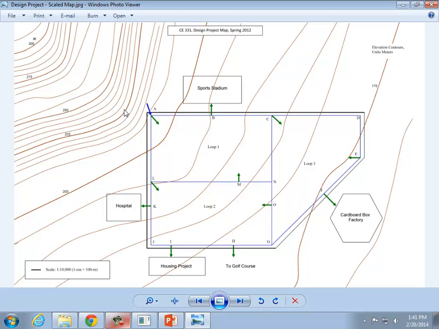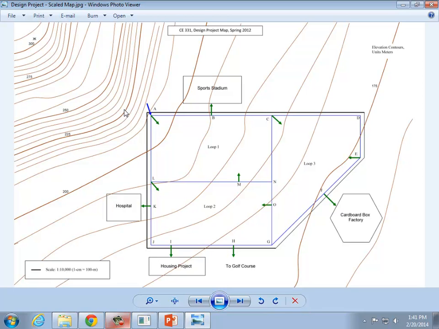So when we're trying to calculate what the demand at each one of those points is, how do we split the flow between the two? Yeah, exactly. So you'll notice that there's 2 green arrows feeding the flow into loop 2. So you'll find out the total water that's required in loop 2 and split it evenly between the 2 inlets that feed it.